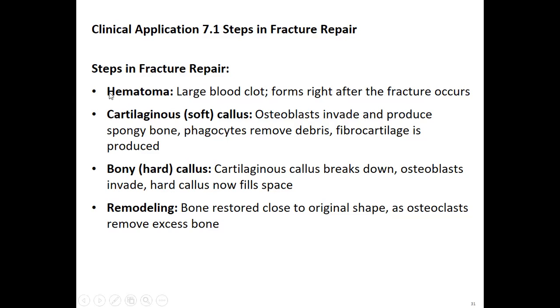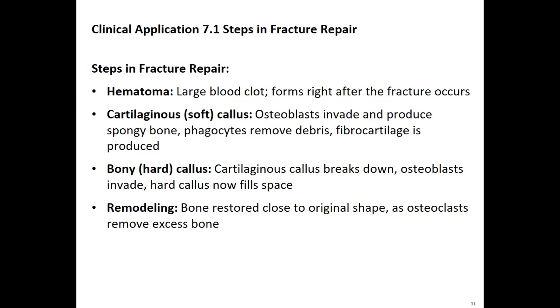You have a cartilaginous callus, all right? So a soft callus. Osteoblasts will come into the area and produce spongy bone. Then you have phagocytes, those white blood cells that go in to gobble up and remove the debris or the excess bony material and other material that's not supposed to be there.